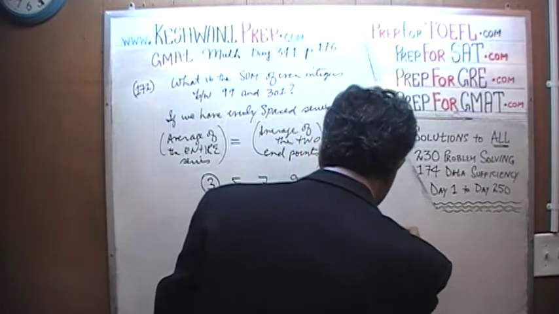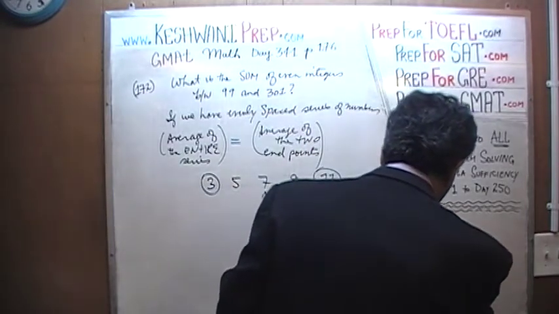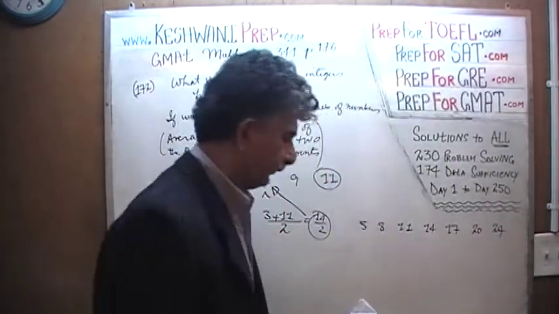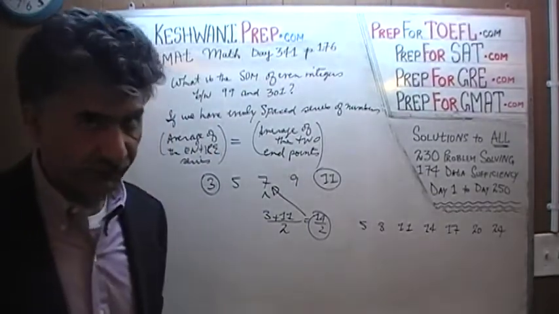5, 8, 11, 14, 17, 20, and 24. Is there an evenly spaced series? Let's find out, shall we?